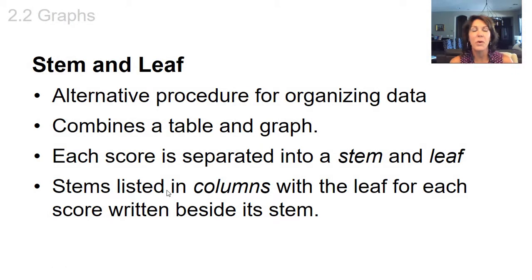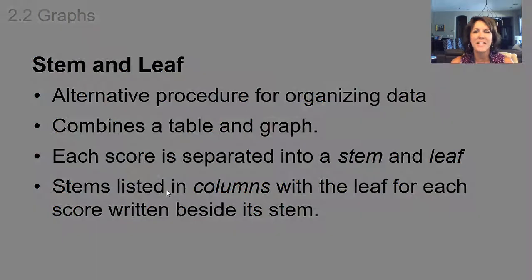Okay, I'm going to talk about one more kind of graph. This is called the stem and leaf graph, and I cannot wrap my head around this graph. Maybe you will like it better than I do. Some people love these graphs. It's another way of organizing the data, and it combines a table and a graph together. Each score is separated into what's called a stem and a leaf, and the stems are listed in columns with the leaf for each score written beside the stem. Okay, this will make more sense when you look at it.